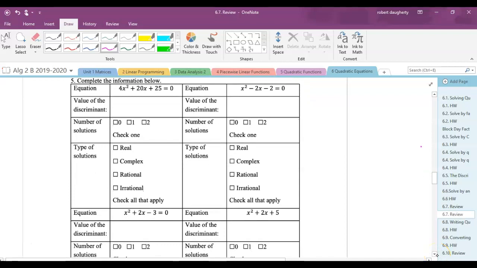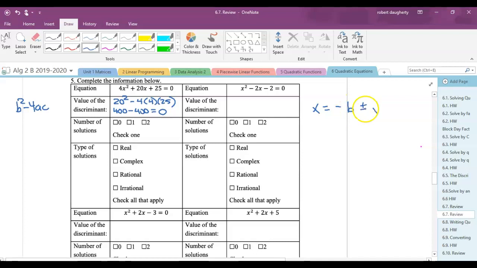In the next one, you've got questions about the discriminant, okay? So let's just take a look and see what we can figure out. Remember, the discriminant is b squared minus 4ac. So what is the discriminant here? The discriminant is going to be 20 squared minus 4 times 4 times 25. And so this is going to be 400 minus 400. The discriminant is 0.